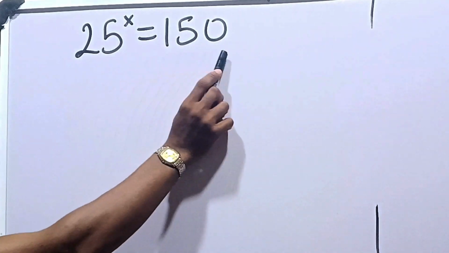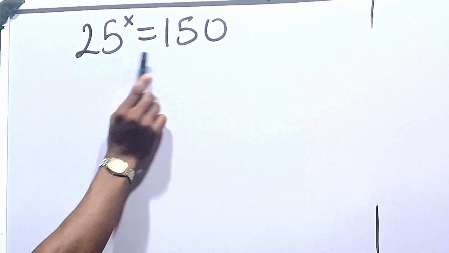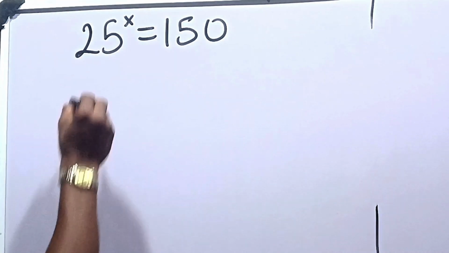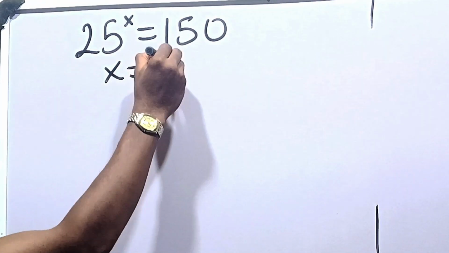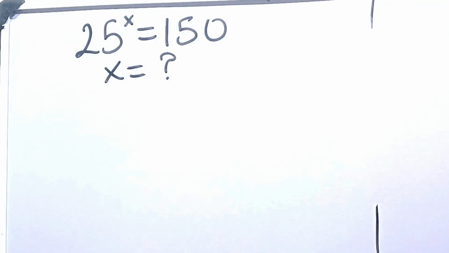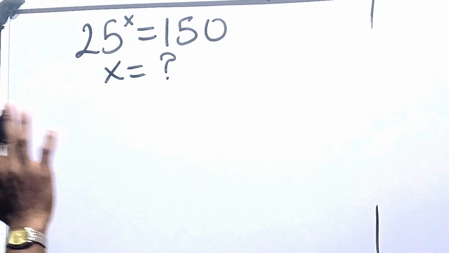Let's solve this Olympiad equation quickly. It says 25 raised to power x is equal to 150, and we're going to solve for the value of x in this question. Now, first things first is that we can express 25 in its lowest index form.